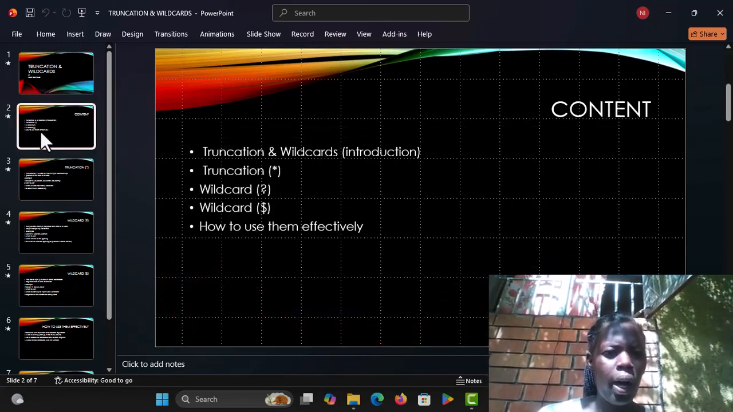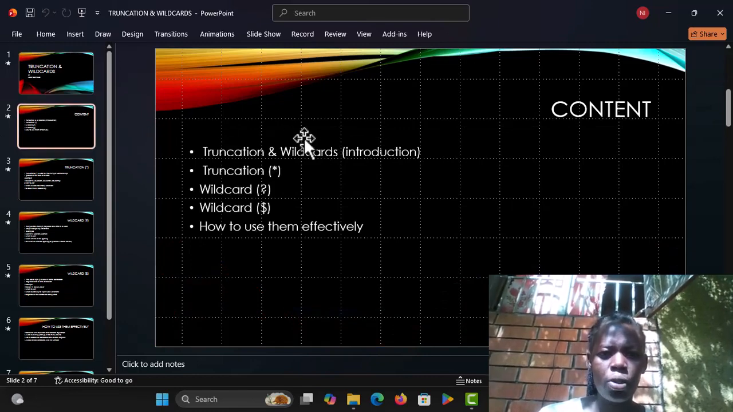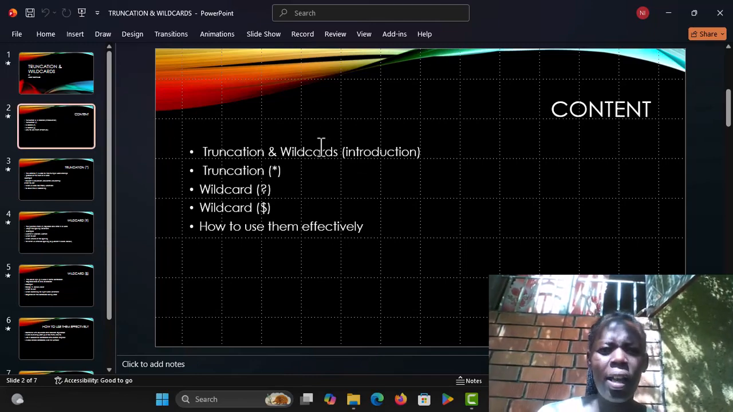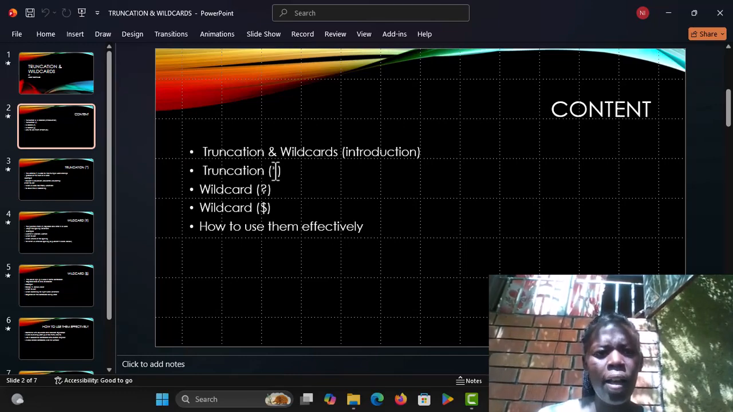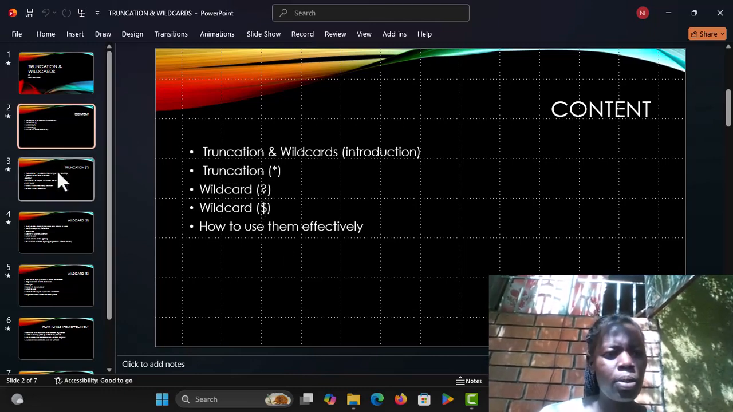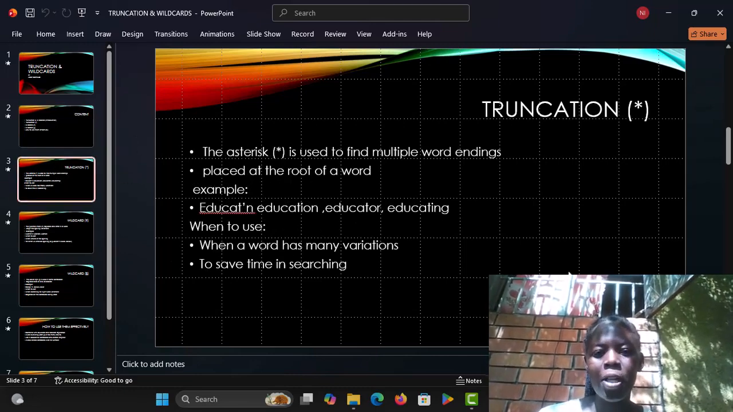So under my content I have truncations and wildcards. I will talk about its introduction. I explain to you more about truncations and wildcards. Then we shall talk about the truncation itself, which is the star. Then we go to the wildcards, which is the question mark, and the wildcard, which is the dollar sign, and how to use them effectively.